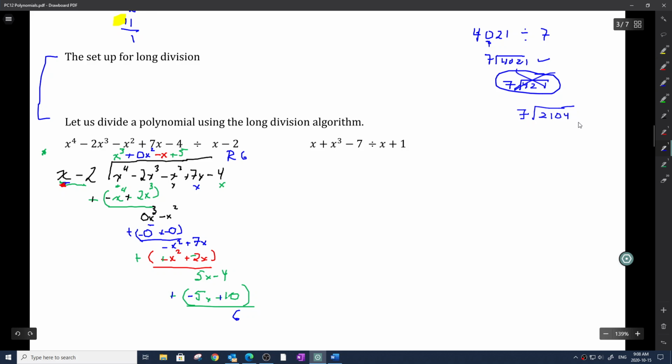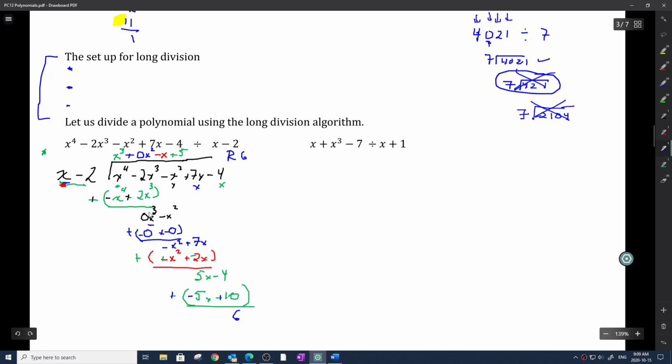I can't jumble up the terms. Here, the 4 is in the thousands place, the 1 is in the hundreds place, the 2 is in the tens place, and the 1 is in the ones. So very similar to long division. Now, for the setup for long division, I always believe that it's best to have thorough notes to learn it.